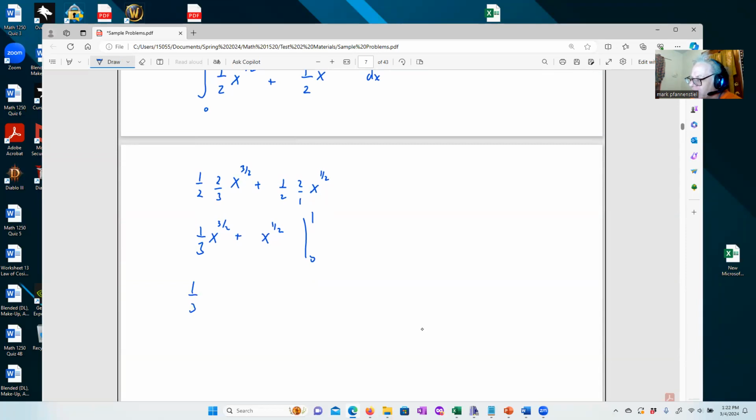So we have 1/3 times 1 plus 1, minus both of those terms evaluated at 0, which is 0. And we have 1/3 plus 1, and this is going to be equal to 4/3. And it's a nice, cute problem there.